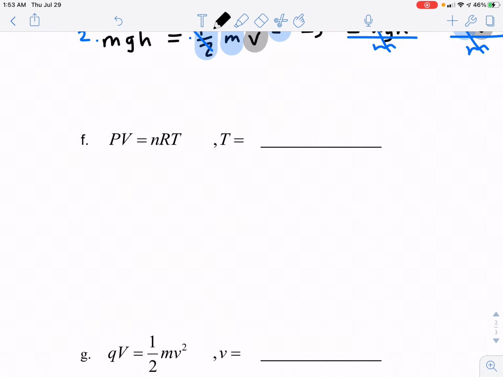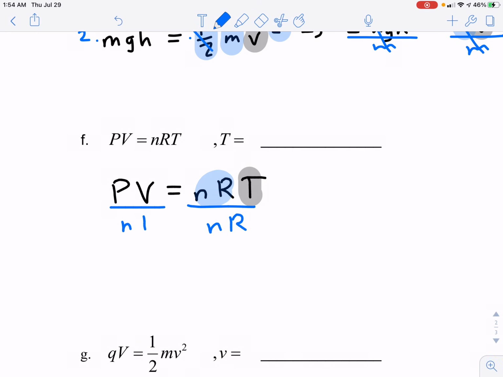Letter F. P times V equals N times R times T. I'm trying to solve for T, which means I have to get rid of N and R, which are both being multiplied times T. Therefore, I can solve this pretty easily by simply dividing away both the N and the R simultaneously. And we're done. T is equal to PV over N times R.